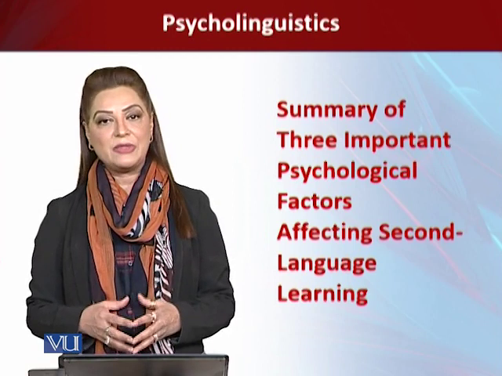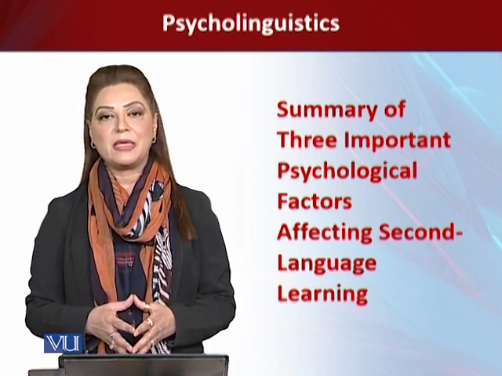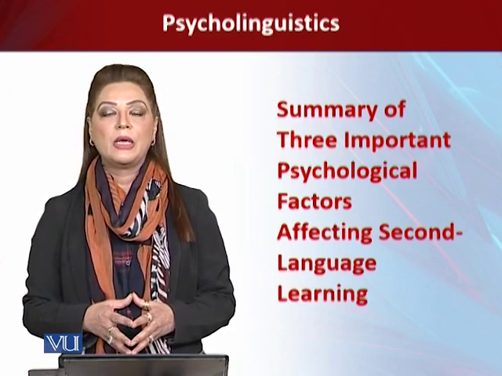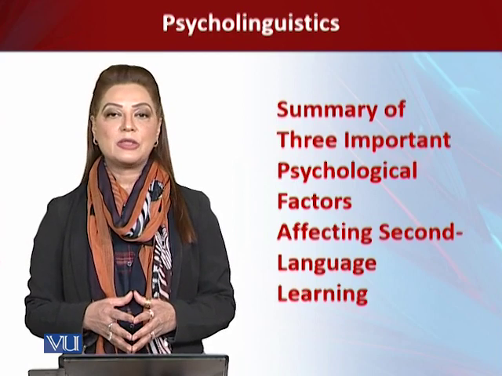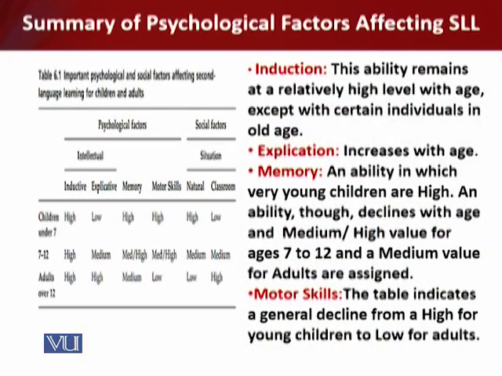So we have seen and we have discussed neurobiological factors, then we have discussed psychological factors and social factors as well. We will today discuss those psychological factors and summarize them. So now we will summarize induction, explication, memory and motor skills. And you have an image in front of you.